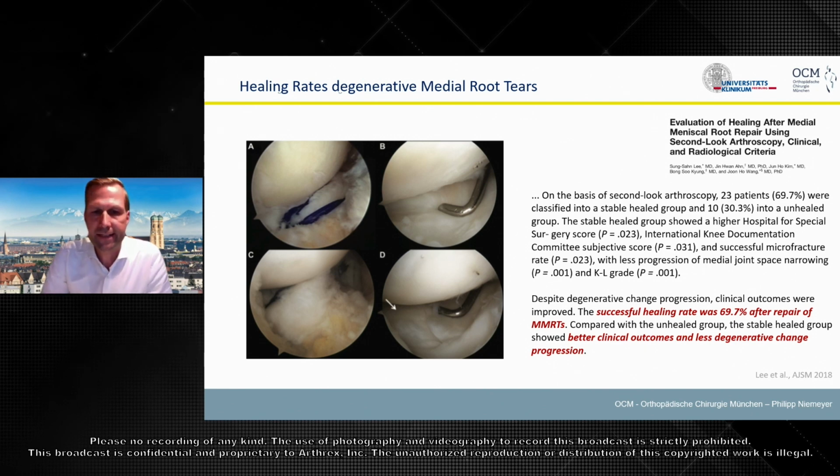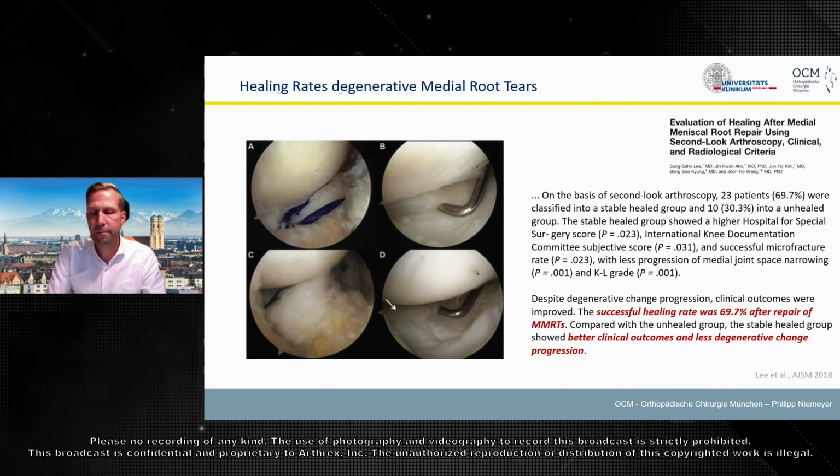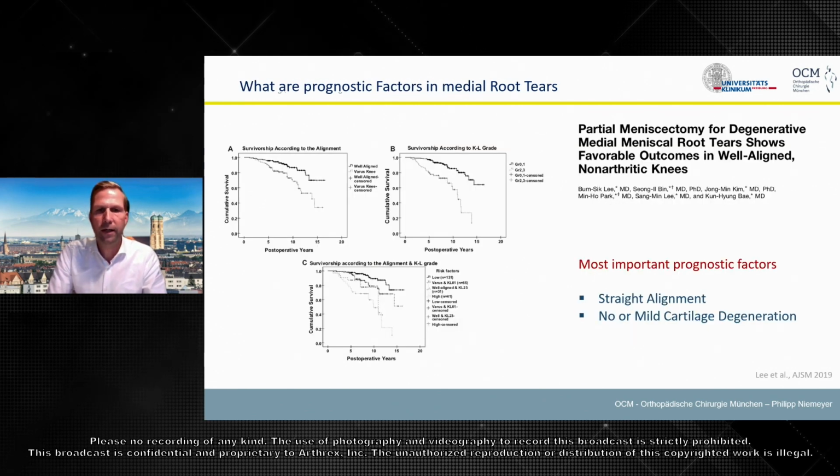From other preclinical studies, we know that even if we are not talking about traumatic lesions, the healing rates are quite good. This study describes healing rates of approximately 70% in these degenerative lesions, which is, in my personal opinion, a really good rate concerning healing. This has been demonstrated by second look arthroscopies. Nevertheless, we know about positive prognostic factors and potential negative prognostic factors when treating these tears.